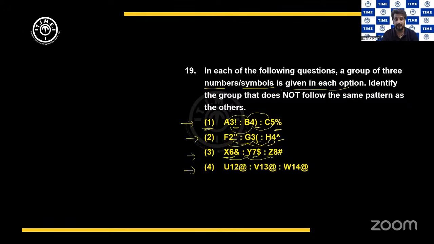6, 7, 8. Three different numbers. So, nothing wrong as of now. Now, again, coming to the symbols, I can see that there are three different symbols. Okay, next. U, V, W.